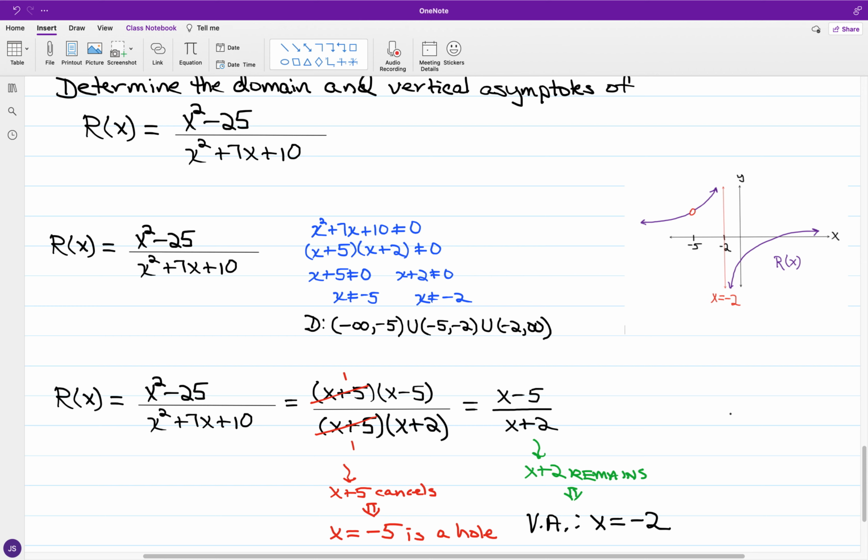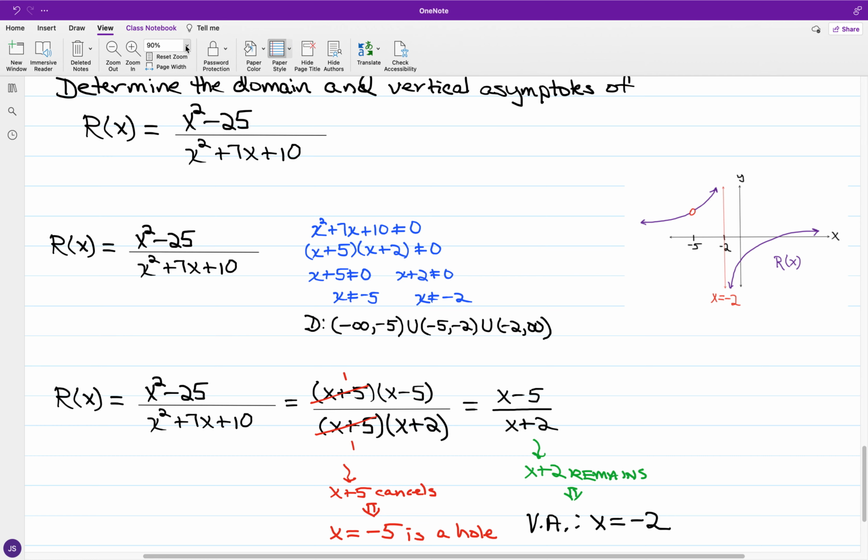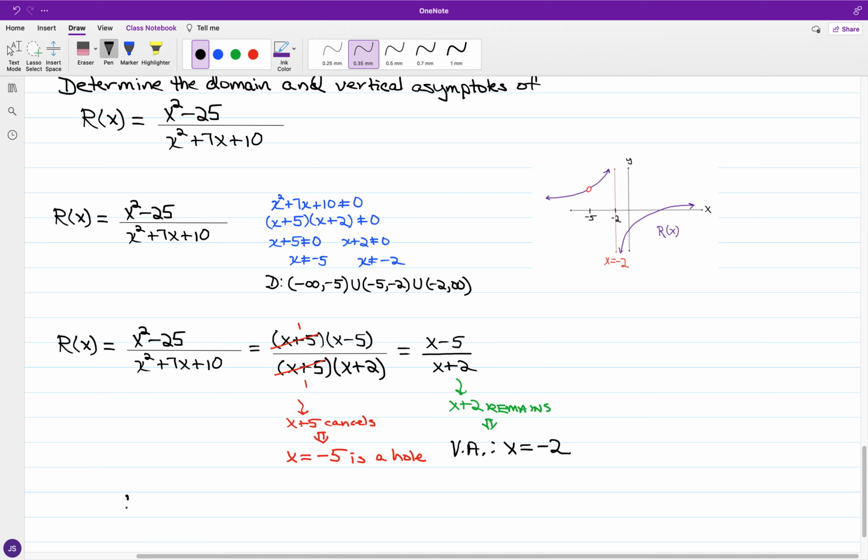Again, there could have been up to 2 vertical asymptotes, but with x plus 5 completely canceling out from the denominator, that part is a hole in the graph, and only x plus 2 remains. So translating out, we have x equals negative 2 as the only vertical asymptote. All right. Now, for other types of asymptotes, we're going to have in the mix what would be referred to as horizontal and slant asymptotes.